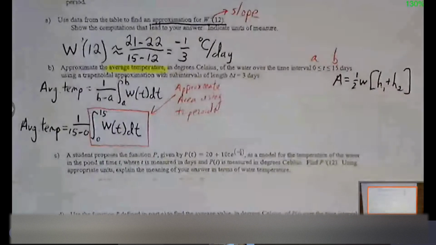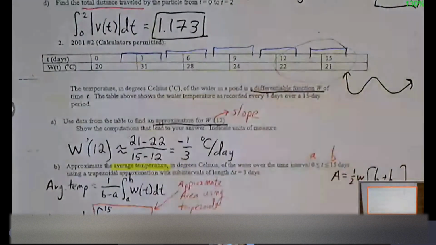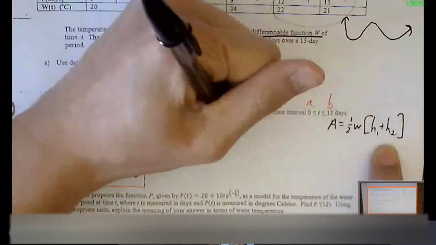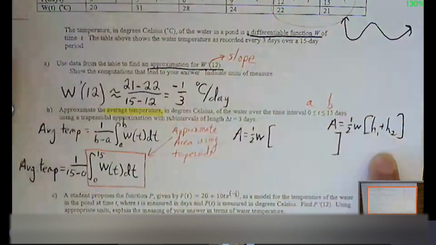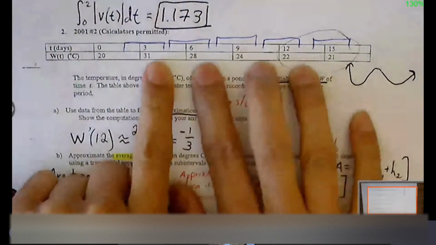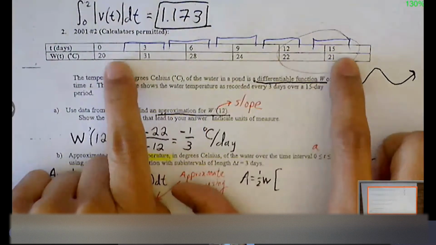1/2 width, height 1 plus height 2. But because we have all the same width, we can merge it together into a formula, and we can use trapezoid approximation. Trapezoid approximation is where we can factor out the width, and then just total up all the heights. But with trapezoids, we have all these shared heights in between, so all the heights are going to be doubled except the ones at the end.